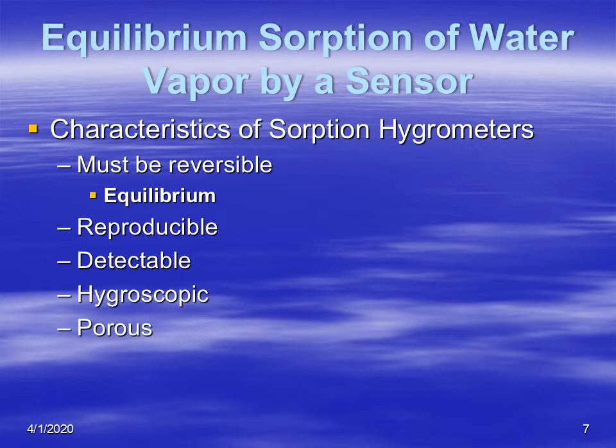Hygroscopic means that it tracks water. It doesn't shy away from water. It actually goes out and physically attracts water. And then porous means, of course, that water is very easily attracted by it or comes through its pores.